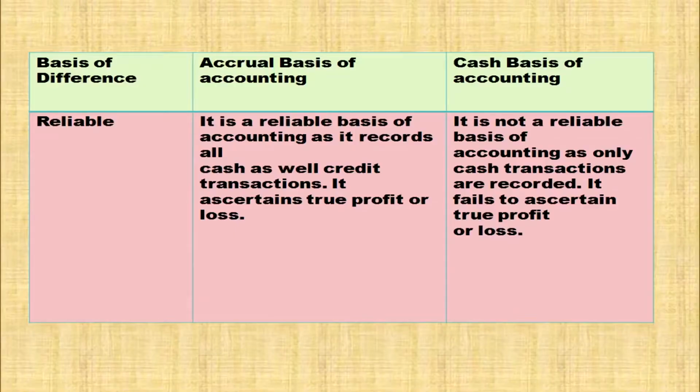When reliability is considered as a basis, accrual basis of accounting is reliable as it records all cash and credit transactions. It helps to ascertain true profit or true position of the loss. Cash basis of accounting is not a reliable basis of accounting because only cash transactions are recorded and it fails to ascertain true profit or loss.